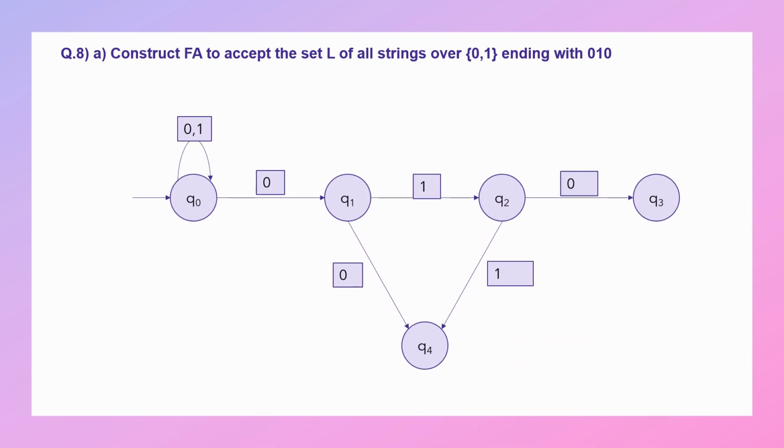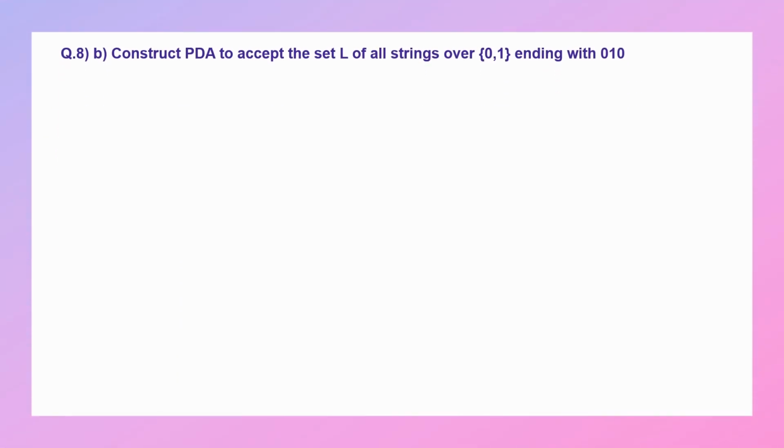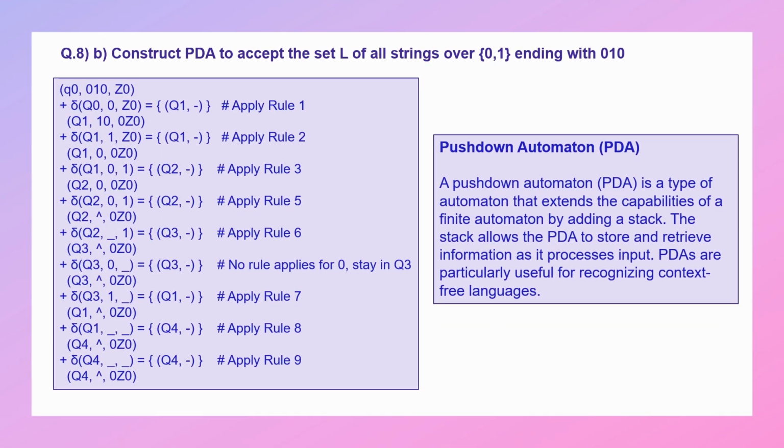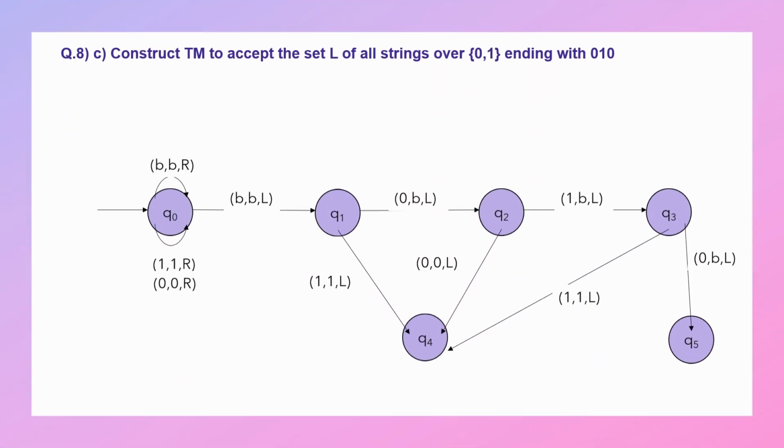Automata construction. Transitioning to automata, we construct a finite automaton, a pushdown automaton, and a Turing machine to accept specific language sets. We also verify strings against these automata.